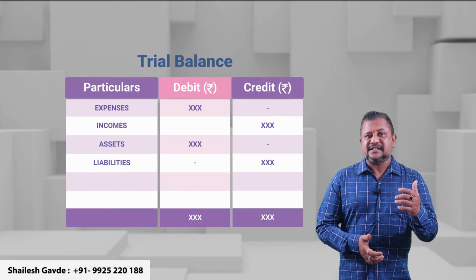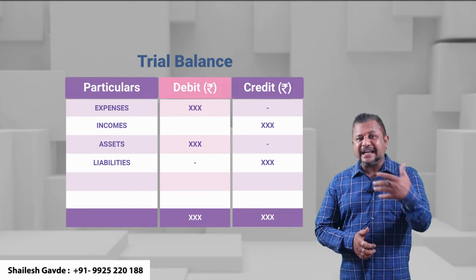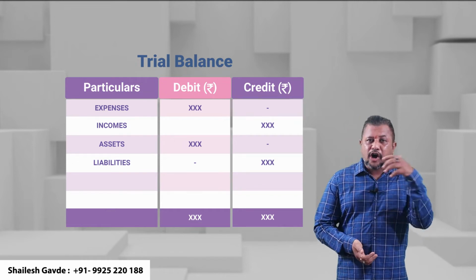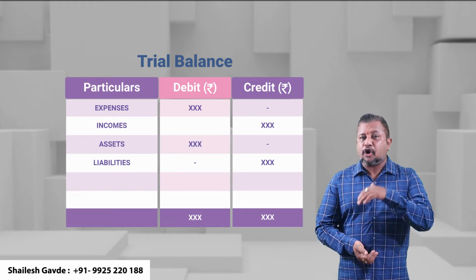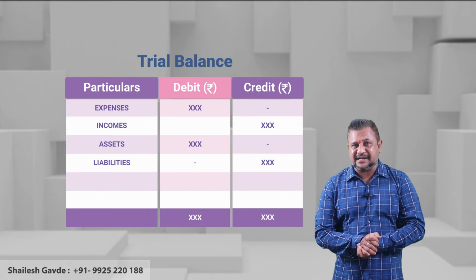All expenses will be recorded on debit side of trial balance. All incomes will be recorded on credit side of trial balance. All assets will be recorded on debit side of trial balance. All liabilities will be recorded on credit side of trial balance.